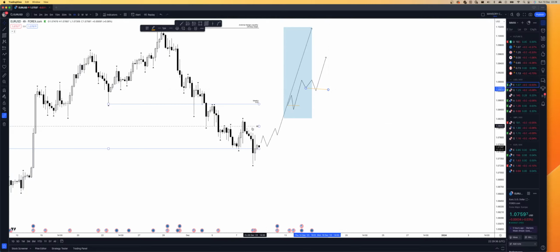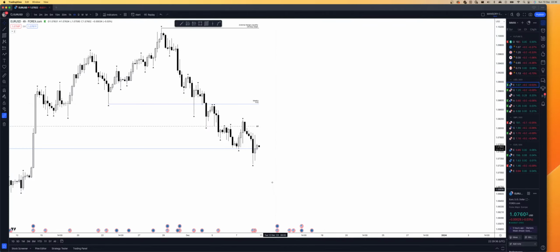I'm not touching this until it moves out of this weekly fair value gap, if I'm honest. There's a lot of news this week, so I'm hoping that we do push out. If we don't and we continue down bearish, then I'm going to need to have a look for my bias for this week, really. So yeah, Euro, nothing really much happening there, if I'm honest.